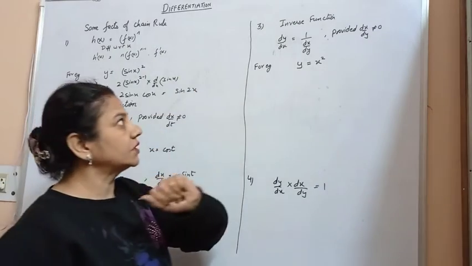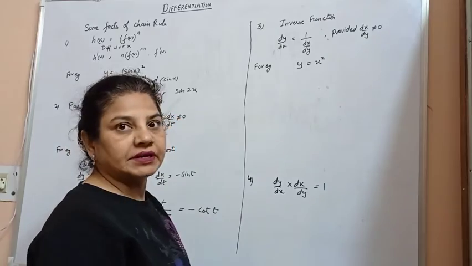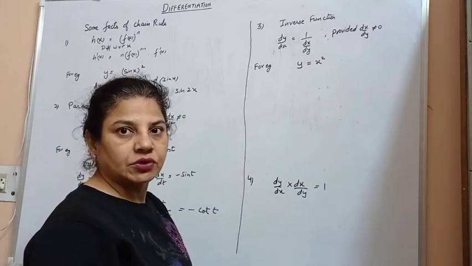For an inverse function, we have dy/dx equal to 1 upon dx/dy, provided dx/dy should not be equal to 0.